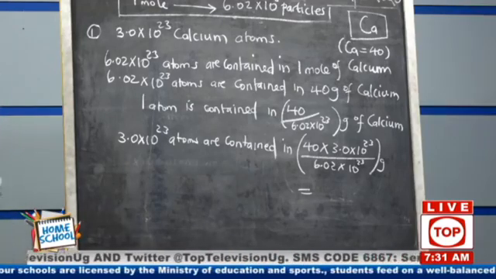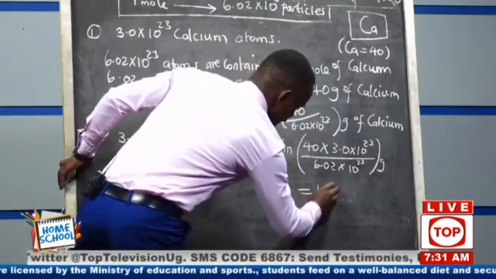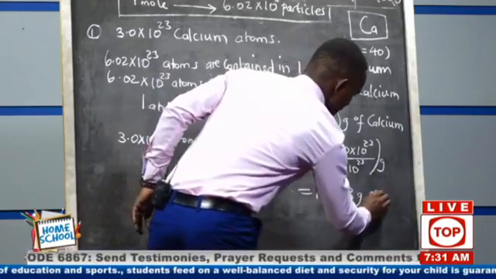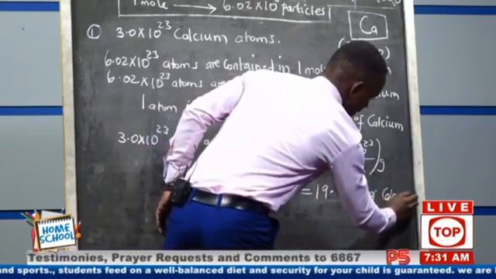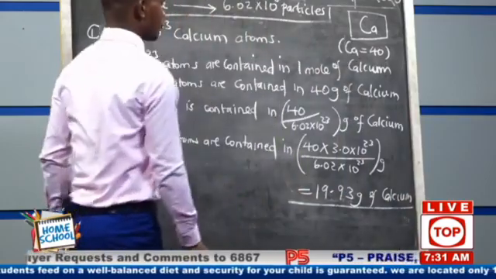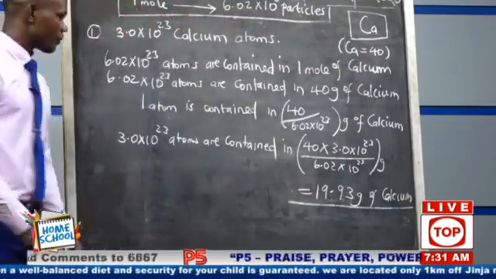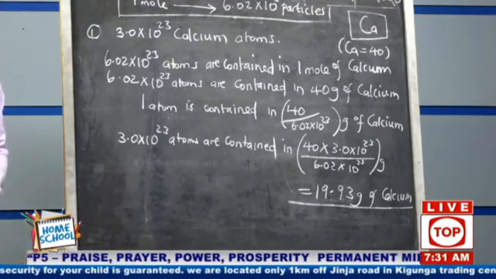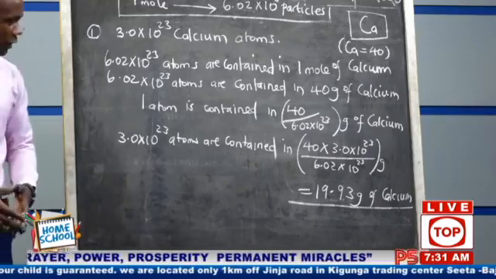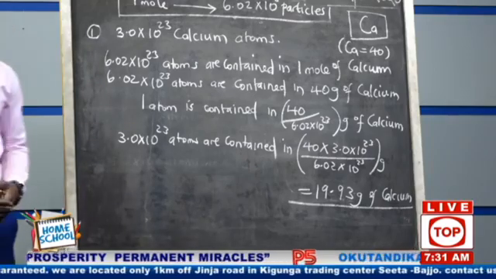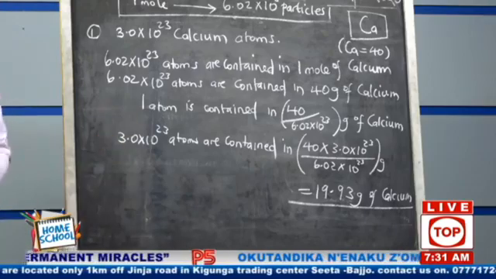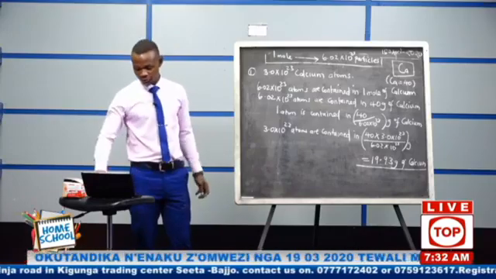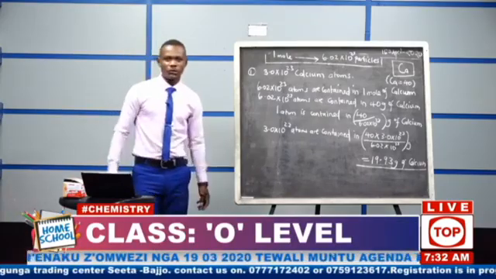What is the right answer? We have 19.93 grams of calcium. Make sure you are able to get that answer. You can see there are a few steps, but you get all the marks. It is not all about writing a whole book. That is what they call pouring everything. You just need to select sense from sense, and you'll be able to get all the marks. So we have seen that concept.